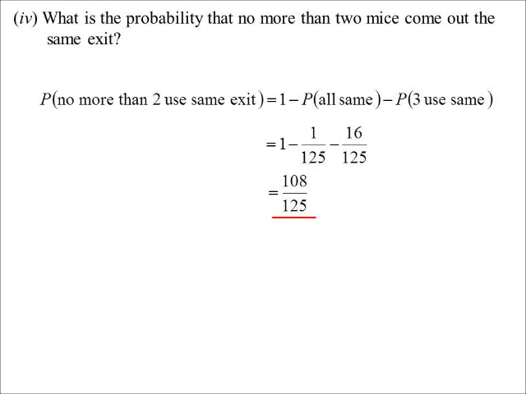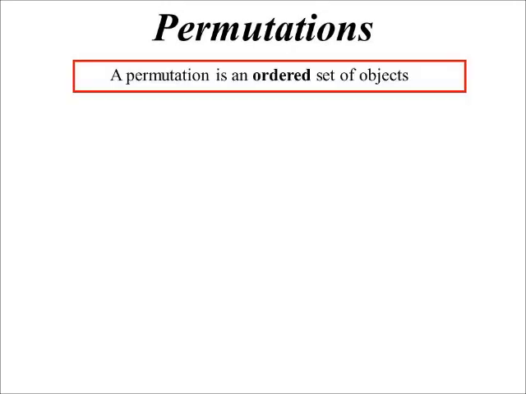Alright, so that's the basic counting idea. But that then leads us to this idea called permutations. Now, what's a permutation? A permutation is simply an ordered set of objects. So we get the objects and we arrange them in a specific way. That's what we call a permutation. So we're going to look at a few cases.